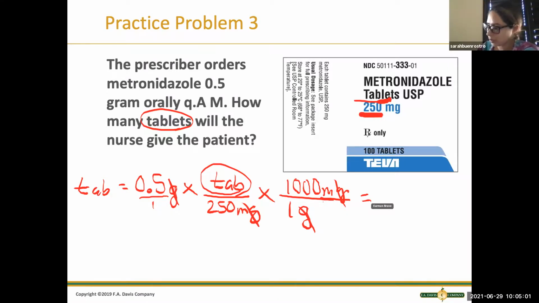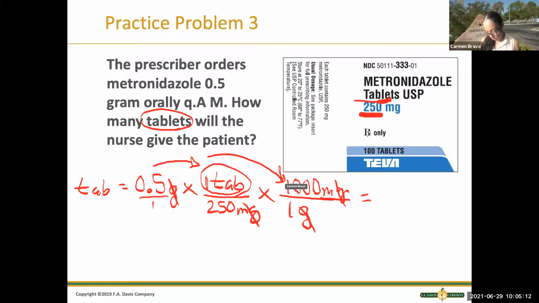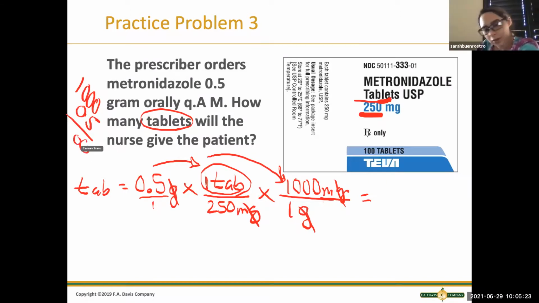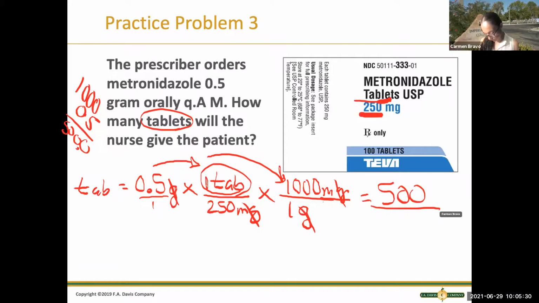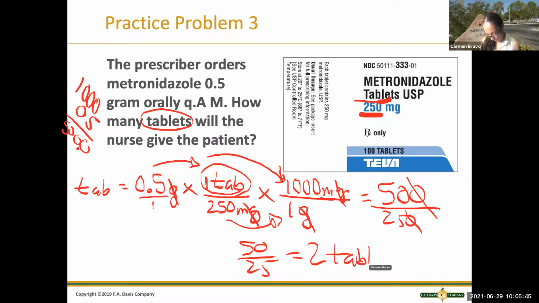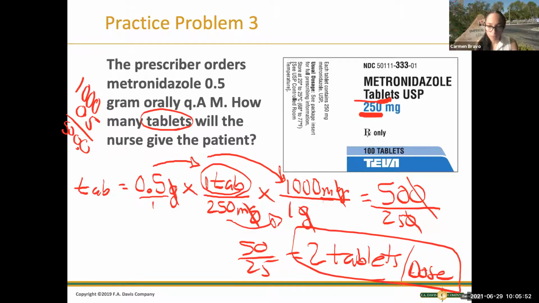Okay. Then? And then you multiply 0.5 times 1,000 times 1, and then 1,000, which I think is going to be 500, right? Because if I multiply 1,000 by 0.5. Yes. And then in the bottom? 250. So 500 divided by 250. Okay. Very good. Very good.